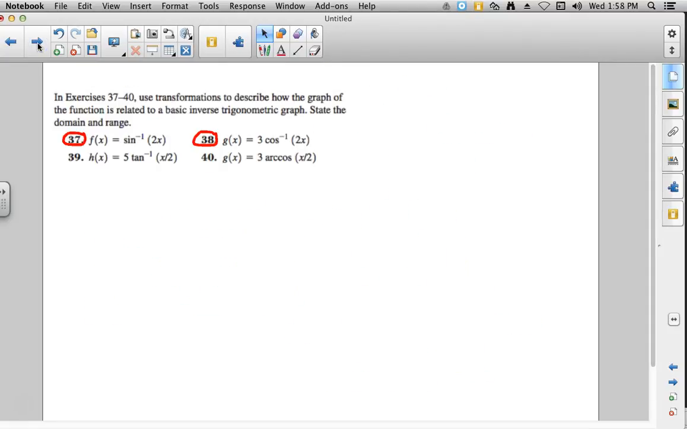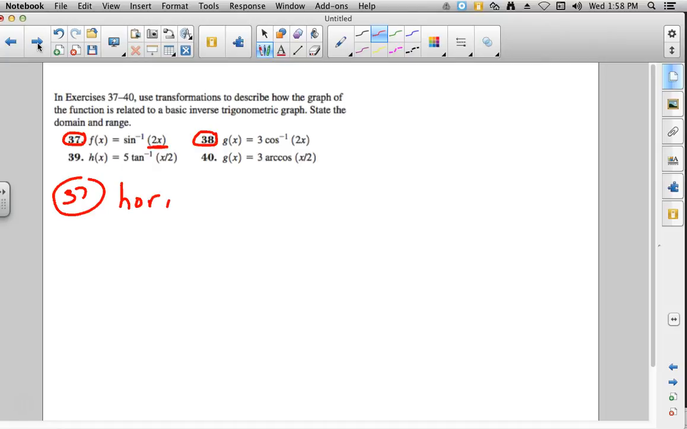Number 37, this one says use transformations to describe how the graph of the function is related to the basic inverse trigonometric graph and state the domain and range. So with 37, you'll notice the 2 is with the x. And it's a 2, but with the x we always have to think opposite. So this is a horizontal shrink factor of 1/2. I'm going to shrink it by 1/2.